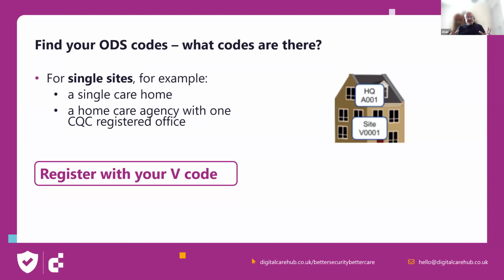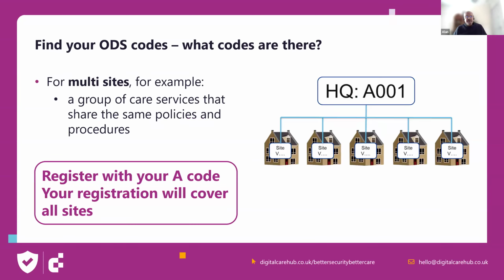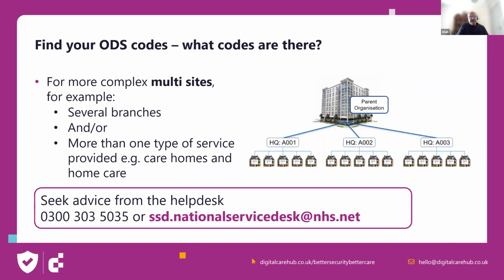For multi-site organisations, it is slightly different. If you've got a group of care services that share the same policies and procedures, it's possible to register with your HQ or your A code, and that registration will cover all sites. So you won't need to complete a DSPT for all sites. Where the arrangements for data and cyber security at each site are the same or similar, you can register with your HQ or your A code and then indicate that it should cover all of the sites linked to that HQ.